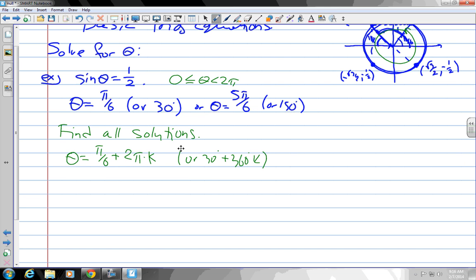So that would be all solutions, and the other solution would be 5 pi over 6 plus 2 pi k, or 150 degrees plus 360 degrees k. Is that okay?